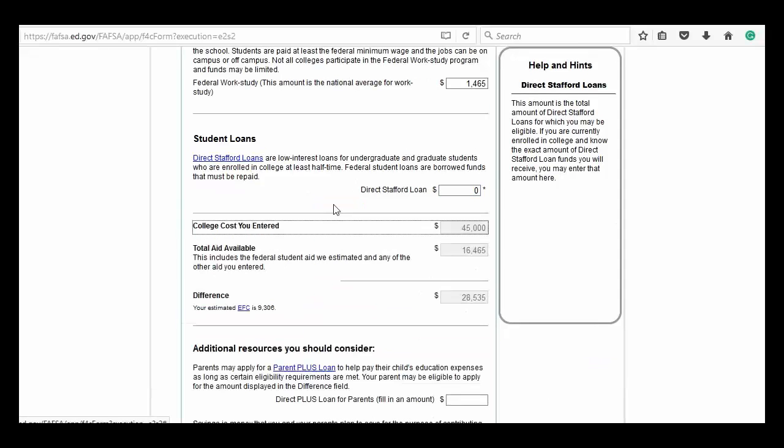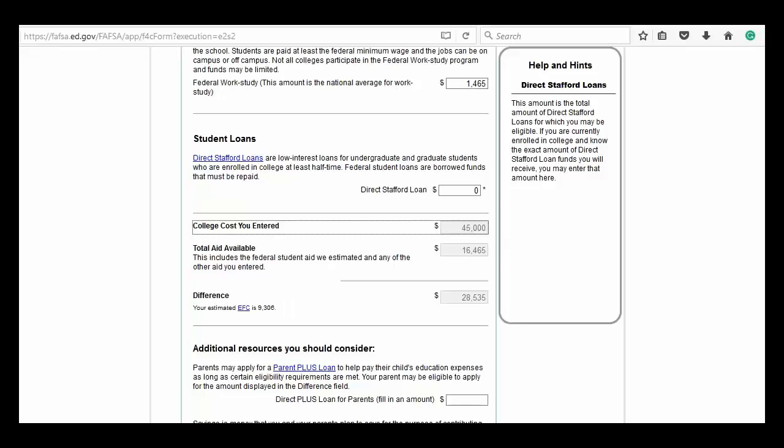We press the calculate button. It calculates the cost of the college, total financial aid, and the difference. Once you get the difference, you'll notice here is my EFC, $9,306. So as a family, you want to write down that estimate when you go visit different university and colleges' websites, and that's going to be the next portion.